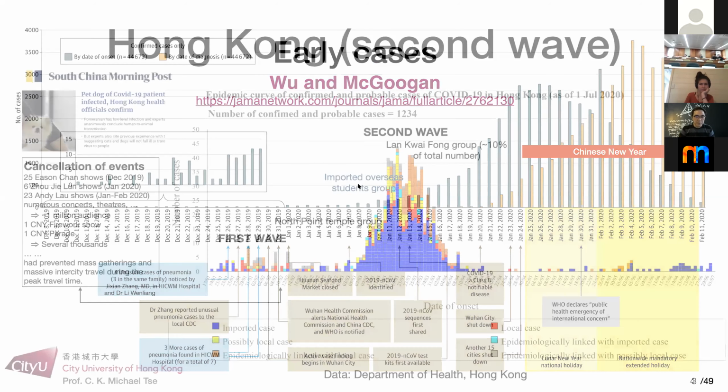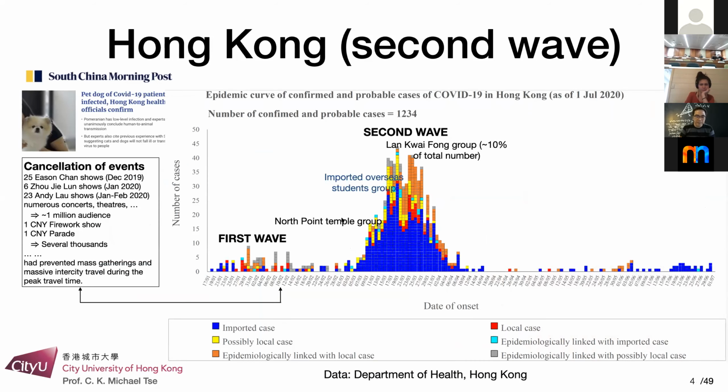So let me just show you the Hong Kong situation. First wave, quite lucky. We basically was not very much affected during the first wave for reasons that the government didn't really want to mention about. In fact, if you look at the calendar back in December 2019, we actually had 25 Eason Chan, which is one of the very popular pop singers in Hong Kong. There are 25 concerts scheduled in Hong Kong Coliseum, and then 23 shows for Andy Lau, and all canceled actually.